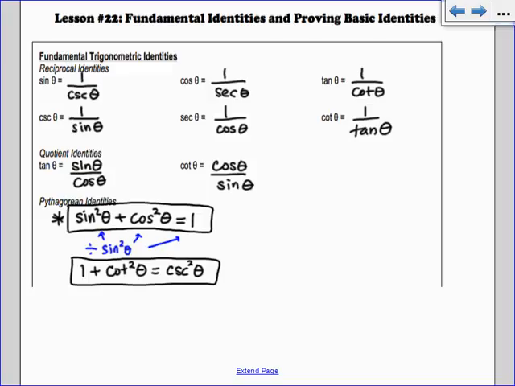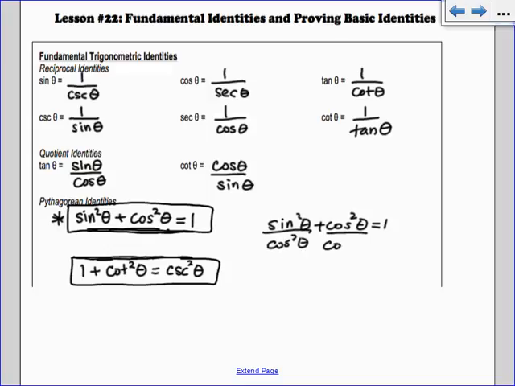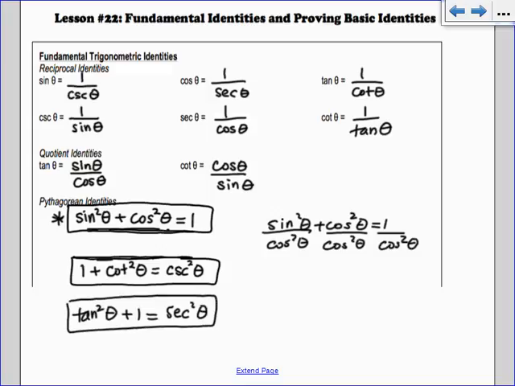And then the third form is if we don't divide by sine squared, and instead divide through by cosine squared. So if I divide every single thing through by cosine squared, starting from sine squared theta plus cosine squared theta equals 1, I get tangent squared theta plus 1 equals 1 over cosine squared, which is secant squared theta. So those are the 3 different versions.